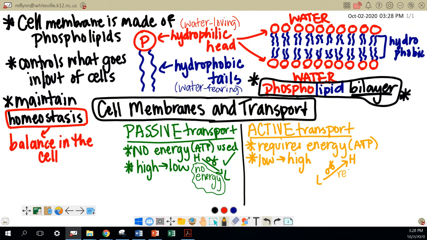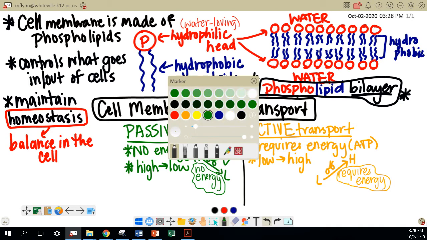So this requires energy. Whereas when you're riding down a hill, it's pretty much effortless. As long as you're holding on and maintain your balance, it's pretty easy to do. So there are a couple of examples of these.